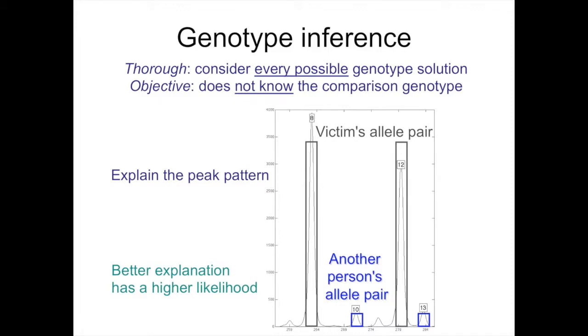the data peaks, but the computer will consider tens of thousands of patterns, many of which, if not most of which, bear no resemblance to the data, and those will have much lower probabilities. Because it's Bayesian, we want to consider, to the extent possible, every possible genotype solution, and the approach is very objective. There's no suspect here that we're comparing with. It is all done ab initio, just looking at the data and pulling out what are the genotypes.